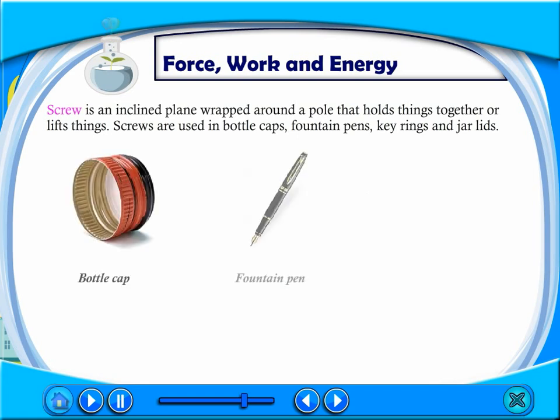Screw is an inclined plane wrapped around a pole that holds things together or lifts things. Screws are used in bottle caps, fountain pens, keyrings and jar lids.